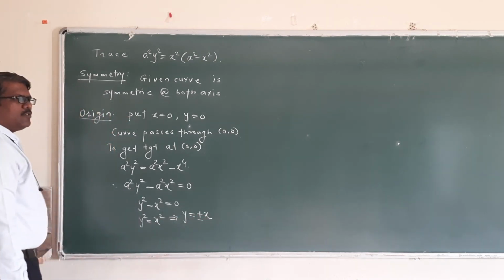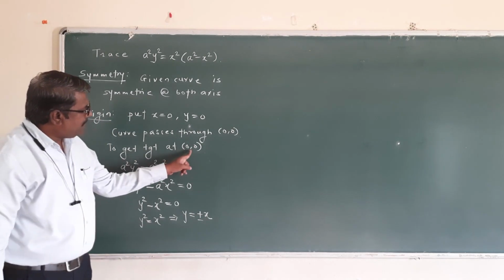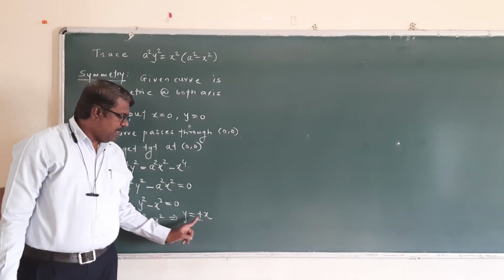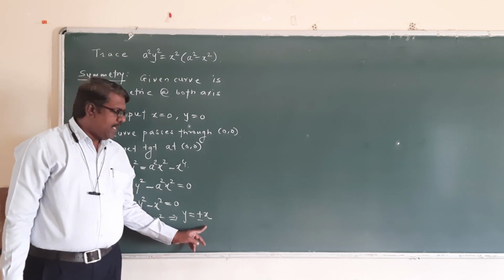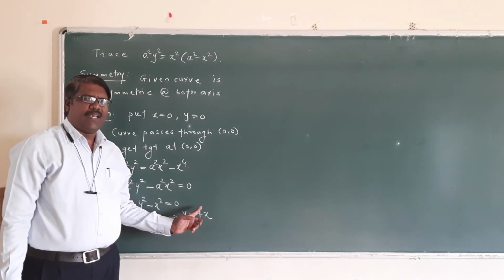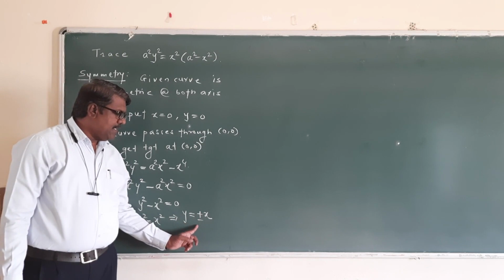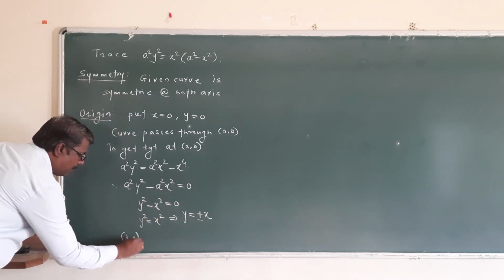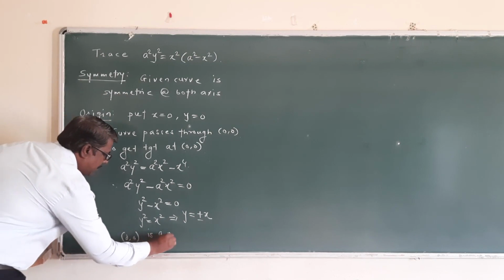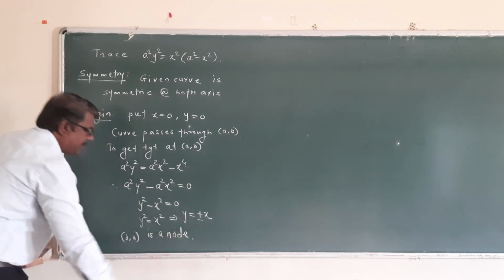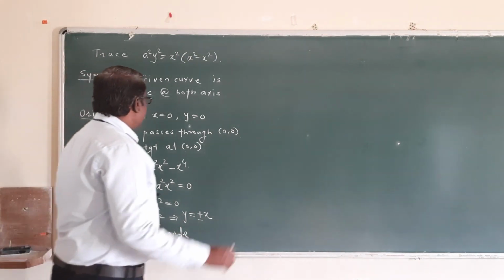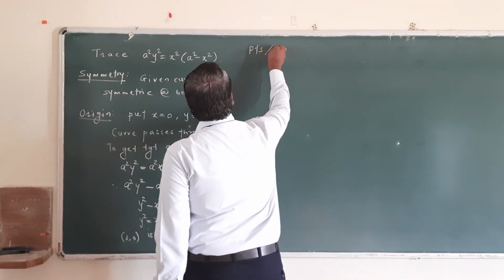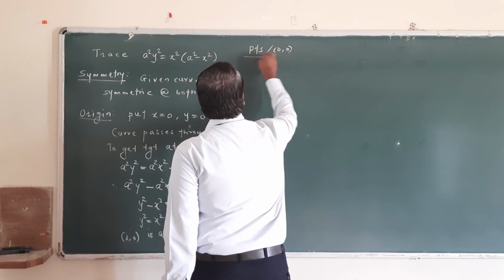So what does it mean? At origin there are two tangents, y = x and y = −x, and these two tangents are real and distinct, and therefore origin is a node. Okay. Now the third point is points other than origin.